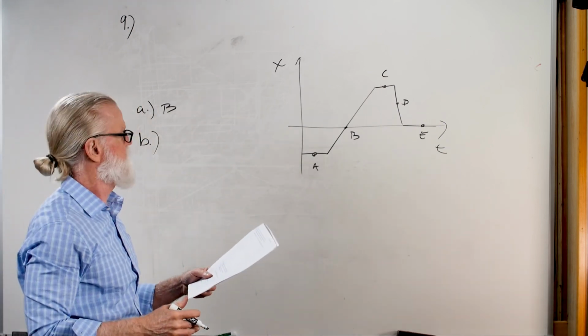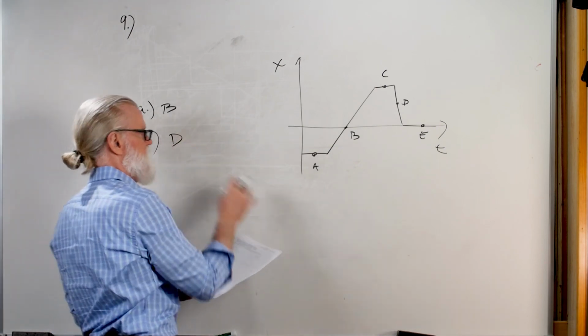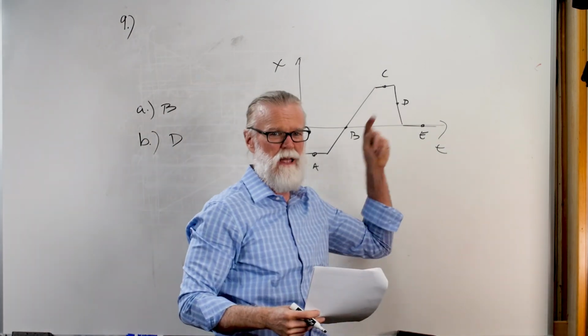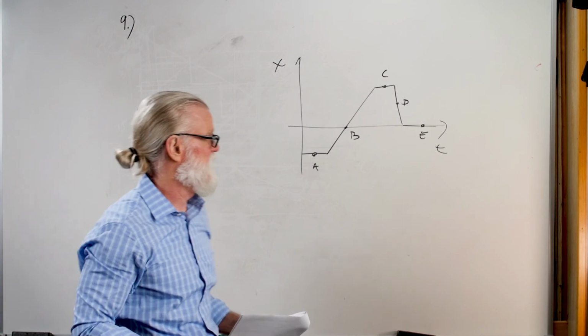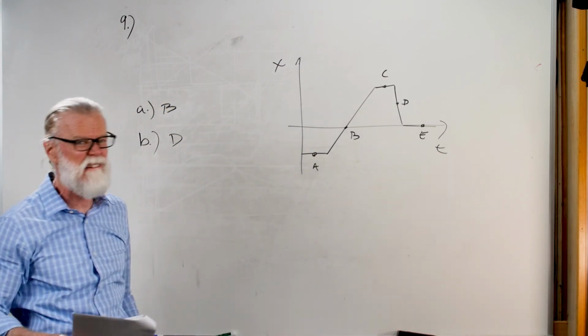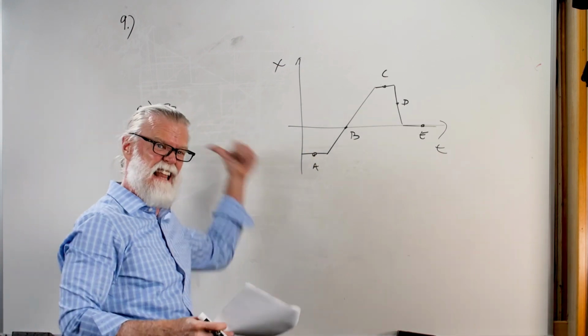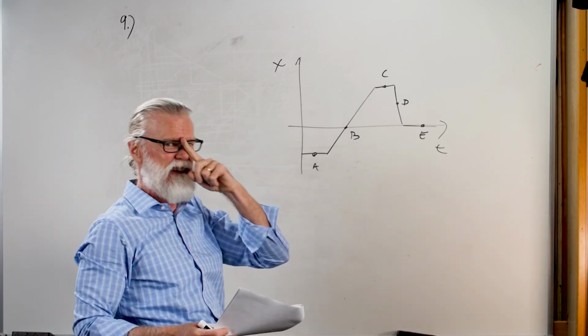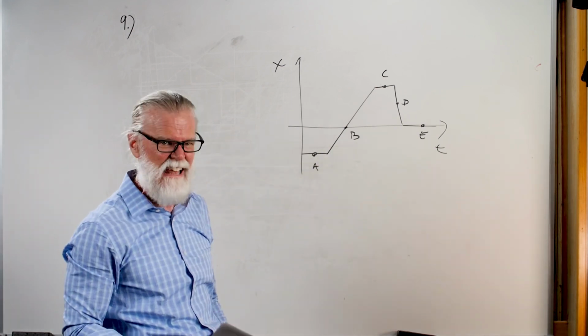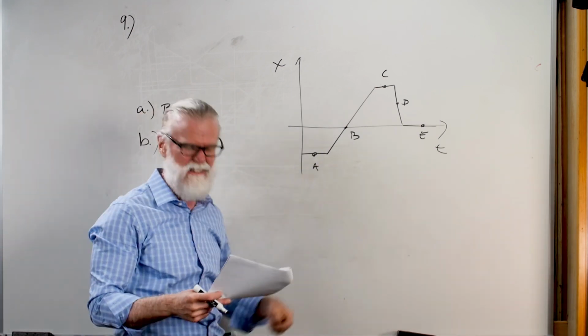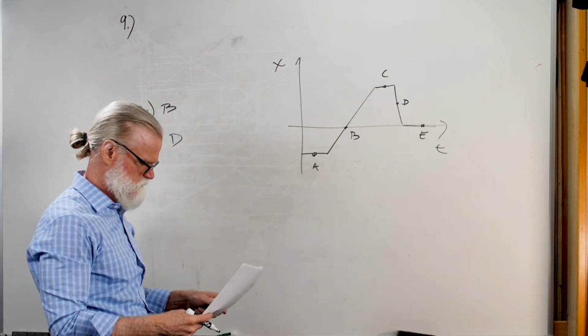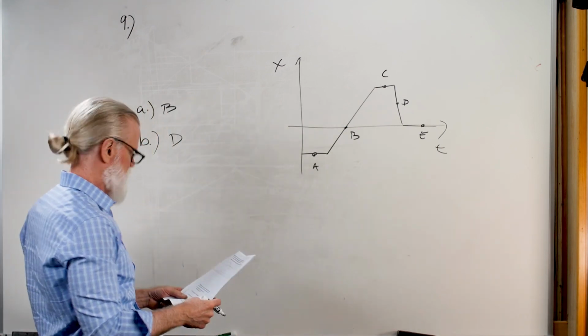Where is the object moving the fastest? Well, that's D. D, steepest slope, right? So that's why it's going fastest. It's in a negative direction, but that doesn't mean it's slower. That's left. Negative isn't less in this case. Negative just indicates direction.